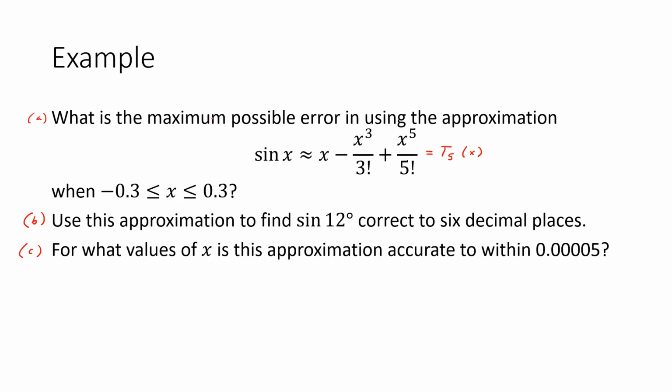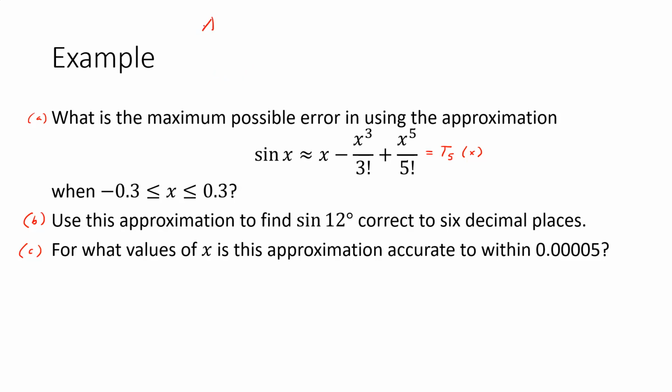So starting with the first question, what is the maximum possible error in this approximation? And in this case, focusing on just the range from negative 0.3 to positive 0.3. So in order to answer this, instead of having to use Taylor's theorem, we can use the alternating series estimation theorem. Because we know that this is actually an alternating series.